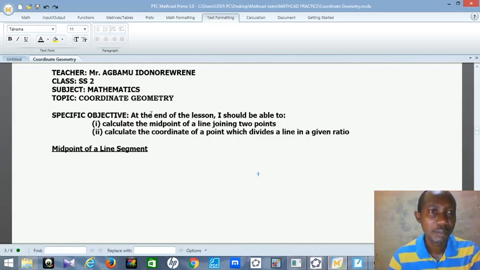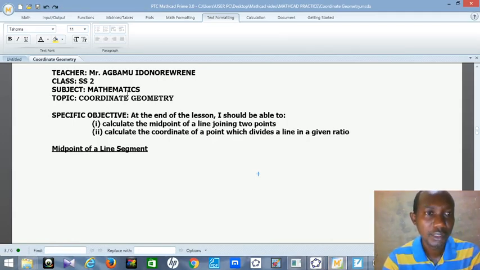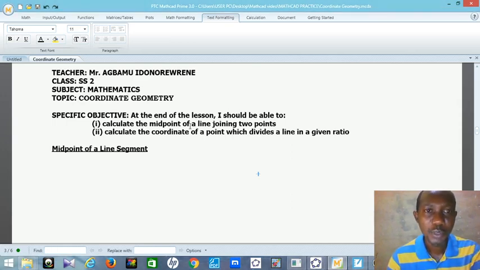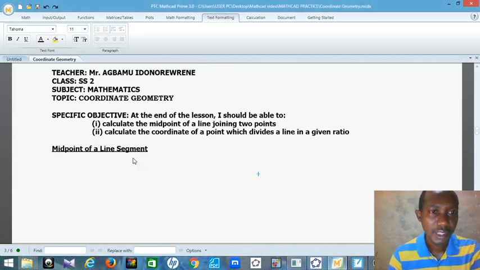I'm here to teach mathematics on the topic coordinate geometry. And in today's class, my objectives are to calculate the midpoint of a line joining 2 points, then calculate the coordinate of a point which divides a line in a given ratio. So let's start the class now.